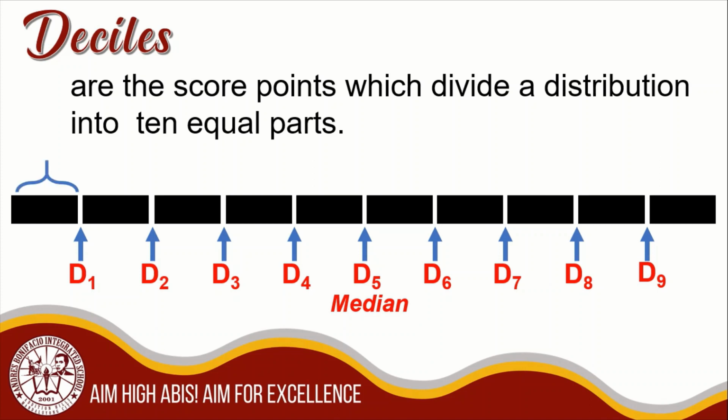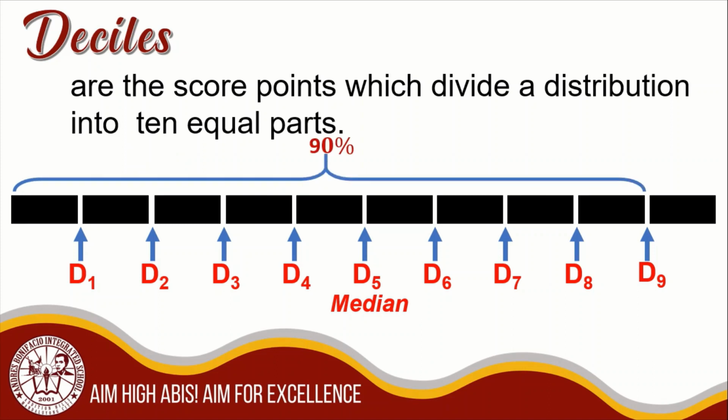That is 10% of the dataset lies below or equal to decile 1. Pwede rin namang 40% of the dataset falls below or equal to decile 4. And 90% of the dataset lies below or equal to decile 9. So, yung mga percentage natin ay minultiply lang natin by 10 since each part nga contains 10% of the dataset.